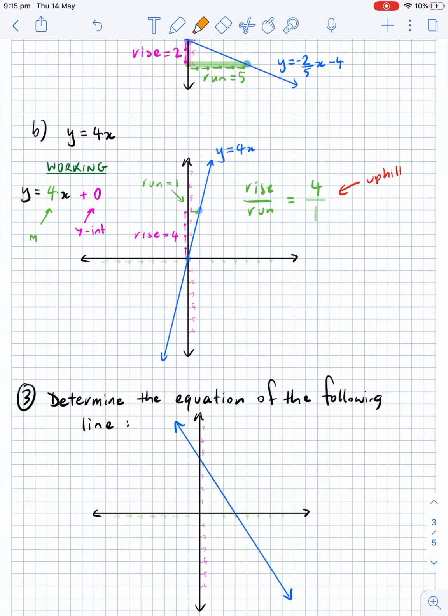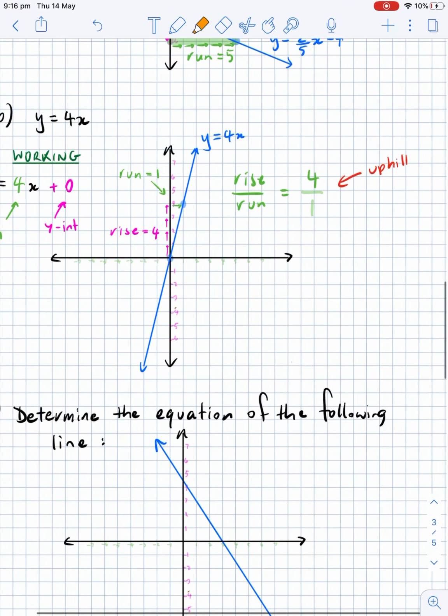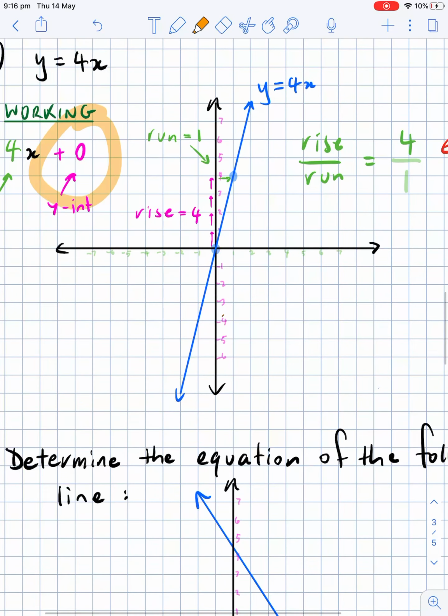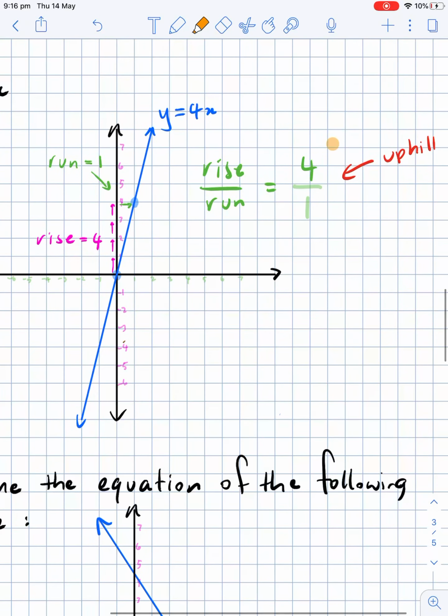Okay, let's try another. y equals 4x. So this is the same as this. I can put a +0 on the end if I wish to show the y-intercept, and my gradient is definitely 4. So I'll start with my y-intercept of 0. So I know it has to go through this point, the origin, because its y-intercept is 0. And my rise and run is 4, because that's my gradient. Now that's positive, so it's definitely going to be going uphill. And 4 is the same as 4/1. So my rise is 4, and my run is 1.